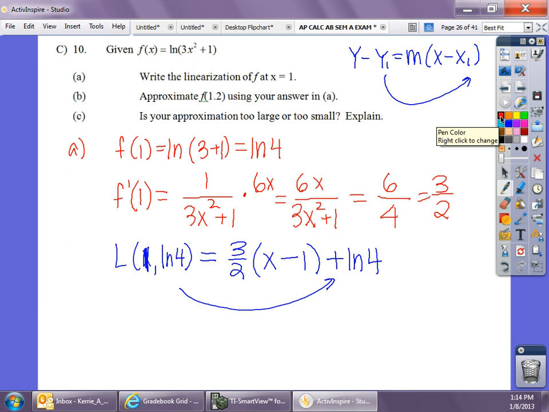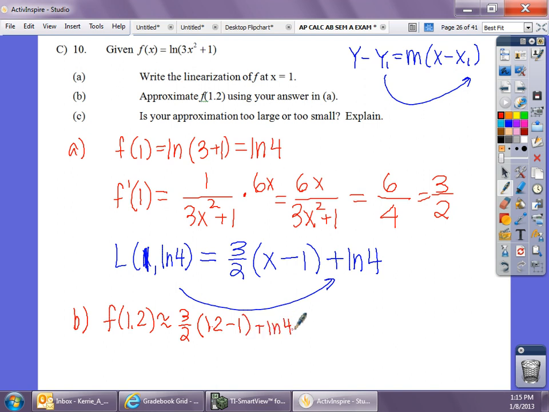My part B, my approximation, would be f of 1.2 would be approximately 3 halves times 1.2 minus 1 plus ln of 4. So that would be 3 halves times 0.2. 0.2 would be 1/5, 2/10, and then plus ln of 4. So we get 3/10 plus ln of 4.